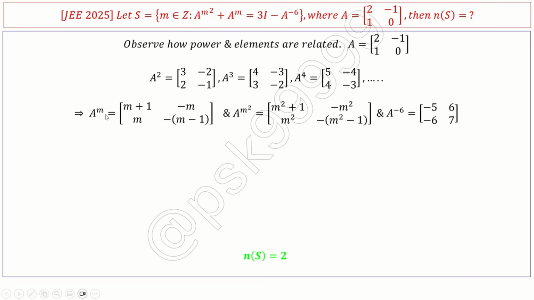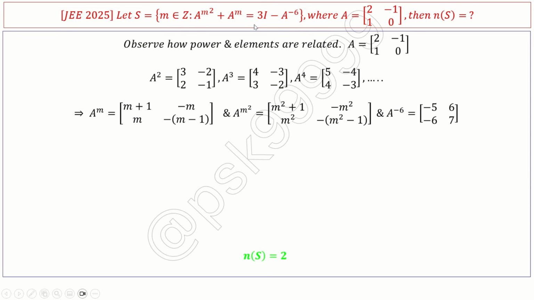So my A to the power of M is nothing but M plus 1, minus M, M, minus of M minus 1. And my A to the power of M square is nothing but M square plus 1, minus M square, M square, minus of M square minus 1. So A to the power of minus 6 is simple: minus 6 plus 1, which is minus 5, minus of minus 6, which is 6, minus 6, and then minus of minus 6 minus 1, which is 7. This is my A to the power of minus 6.